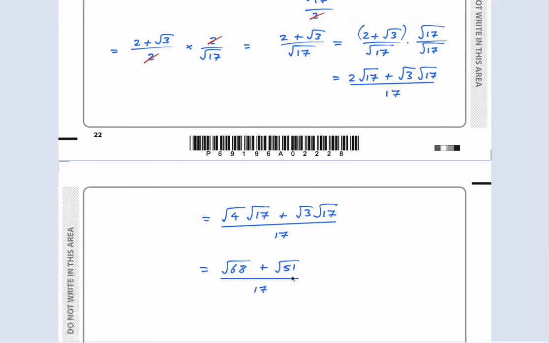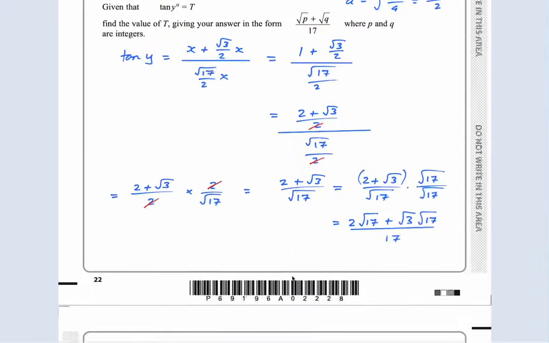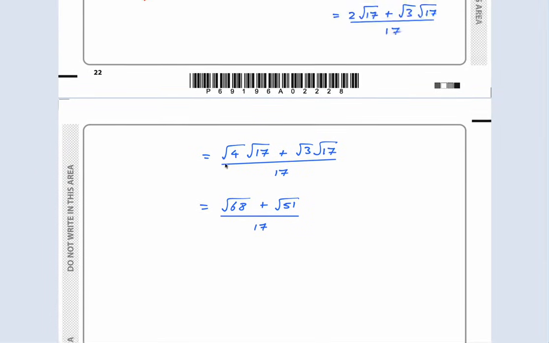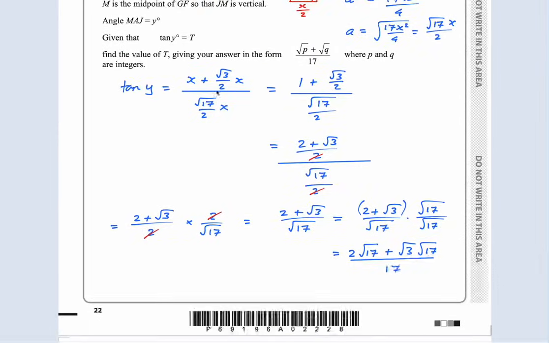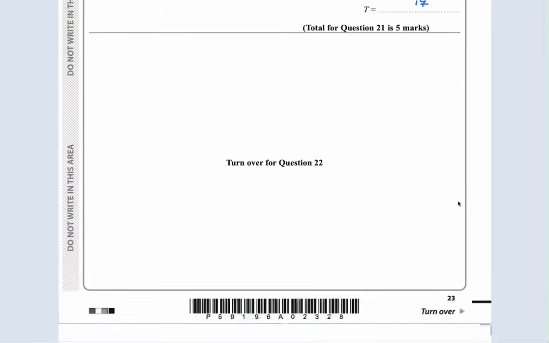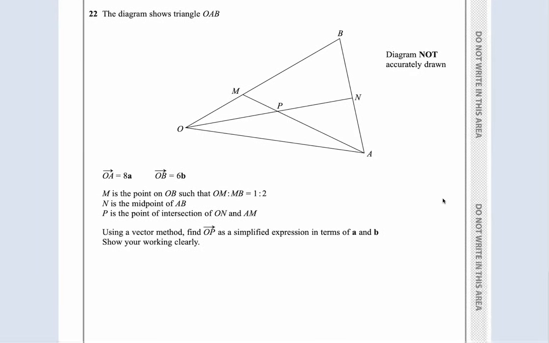So guys, yeah, I'm well aware that is really, really challenging. But there you go. That is IGCSE. And that is t, guys, because t is the tan of y. So this is the answer. It's root 68 plus root 51 all over 17. Okay, question 22.